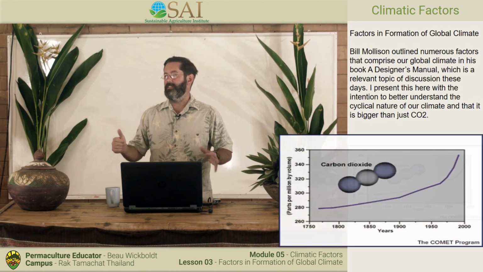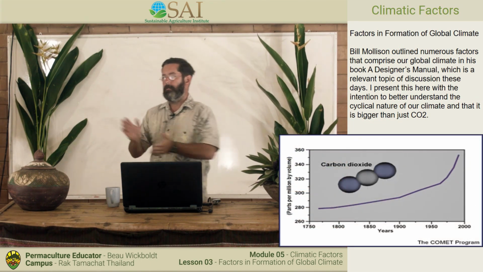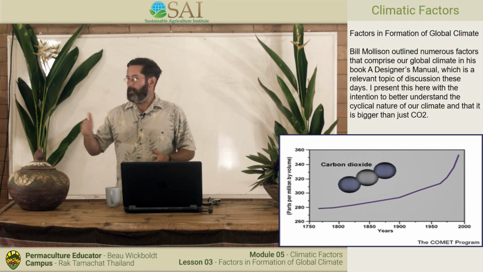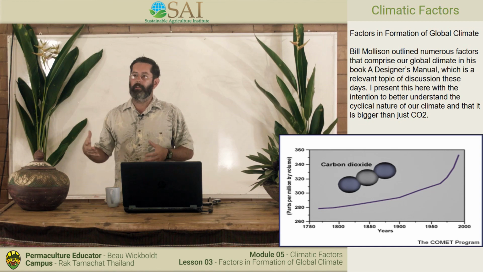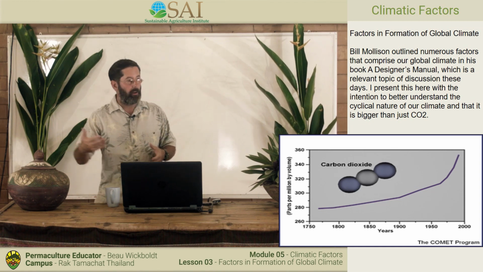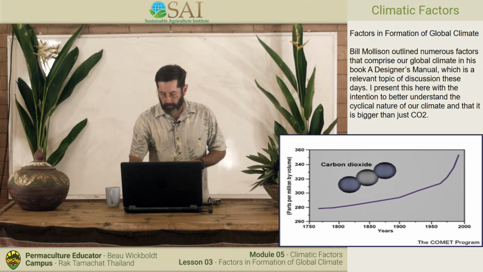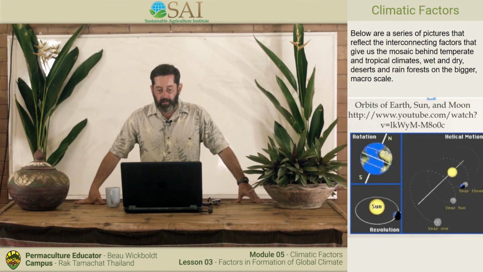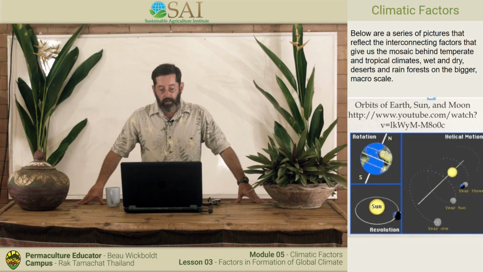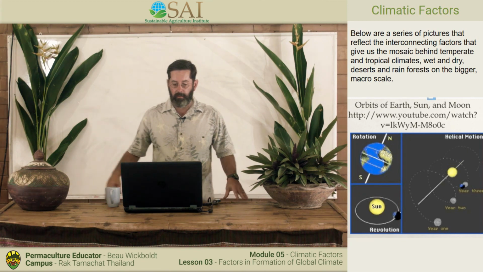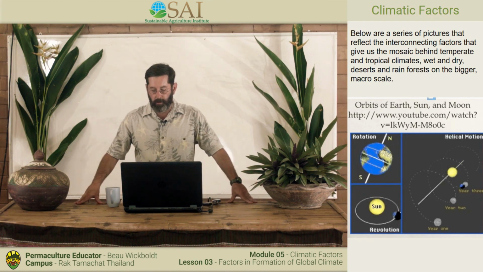So CO2 is easy. It's getting hotter, it's CO2, that's the problem. But it's actually a bigger subject than that. It's a lot more complicated. So we want to look at the other factors that are driving our climate's changing currently, with CO2 plus other factors. Below are a series of pictures that reflect the interconnecting factors that give us the mosaic behind temperature and tropical climates, wet and dry deserts and rainforests, on a bigger, or macro, scale.